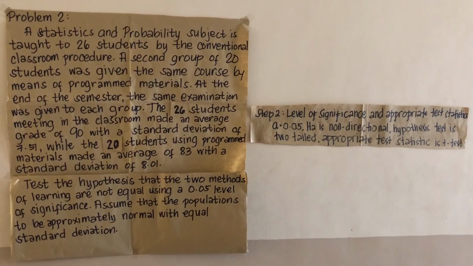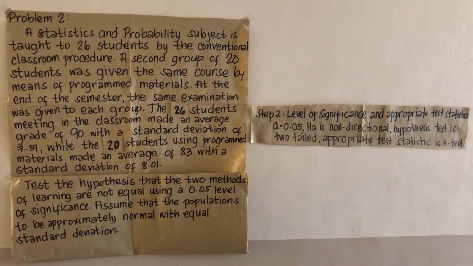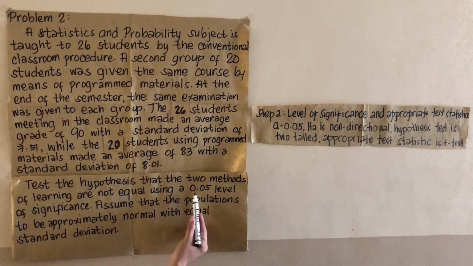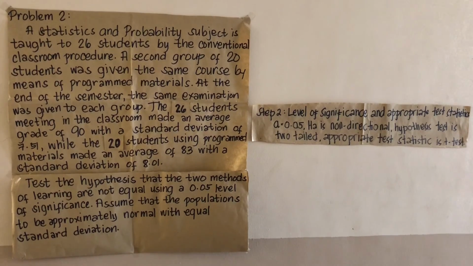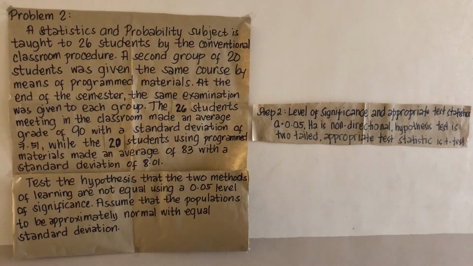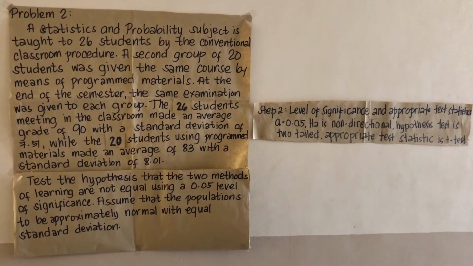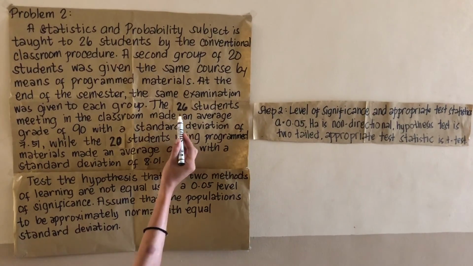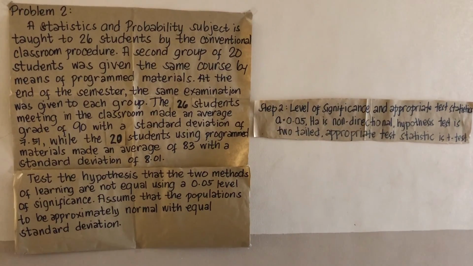Step 2. Identify the level of significance alpha and the appropriate test statistic. Level of significance is equal to 0.05. HA is non-directional because it is a two-tailed test. If HA is one-tailed, either left or right, the HA is directional. The appropriate test statistic is t-test because the sample sizes 26 and 20 are less than 30. If greater than 30, use z-test.